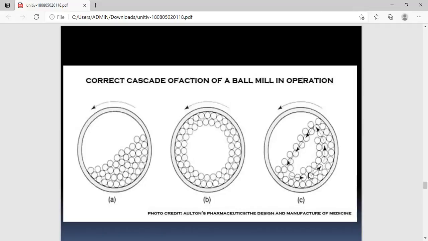Here you can see the cross section and the action of the balls in the ball mill. In picture A, you are seeing that the balls are rotating, and then they are falling down. If the speed of rotation is very high, what happens is shown in picture B, where the balls and the material will be sticking to the inner shell of the rotating body, and then there will be no crushing.